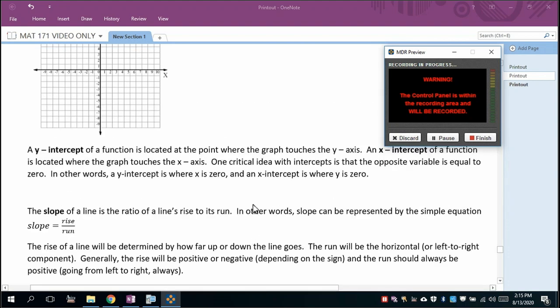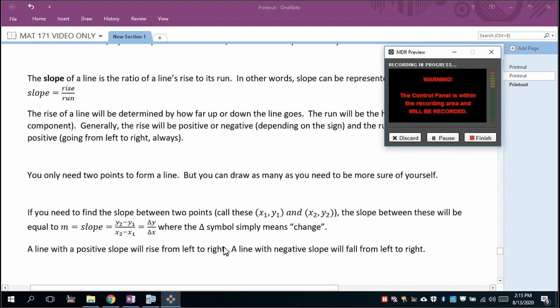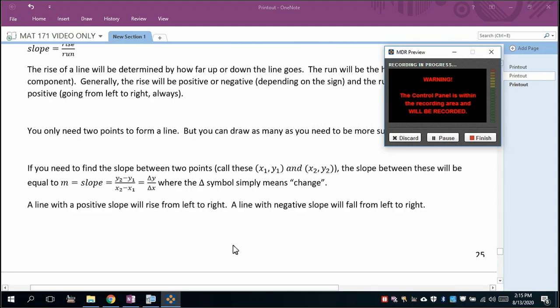So for that, y-intercept, that's where the x value is 0, and x-intercept is where y is 0. So slope is rise over run. Now again, this is some rather basic stuff here, but I do want to make sure you get this. Now if you need to find the slope, it's y sub 2 minus y sub 1, the change in the y's over the change in the x's, basically. So that triangle symbol simply does mean change.